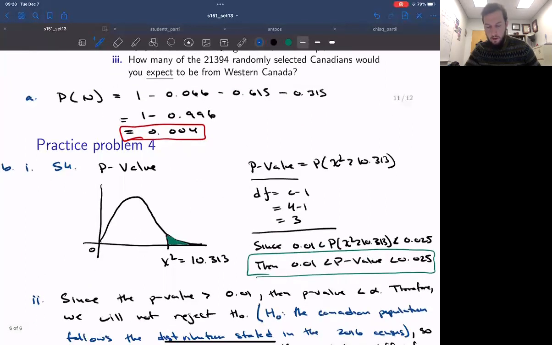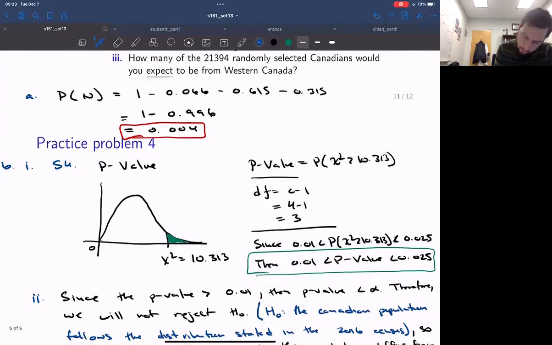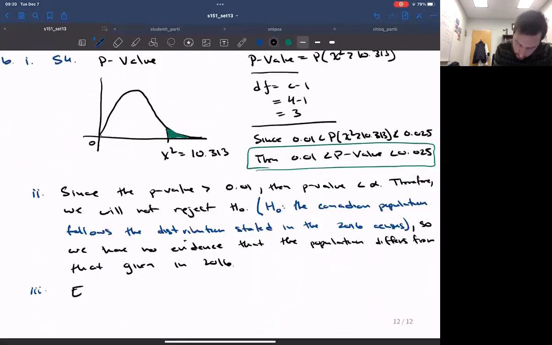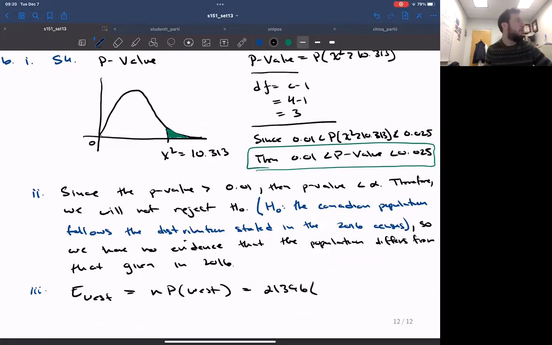The last part, how many of the 21,394 randomly selected Canadians would you expect to be from Western Canada? Okay, so in part 3, we want the expected value of the West. This is going to be n multiplied by the probability that you're from the West. So this is 21,394 multiplied by 0.315, which is 6,739.11.